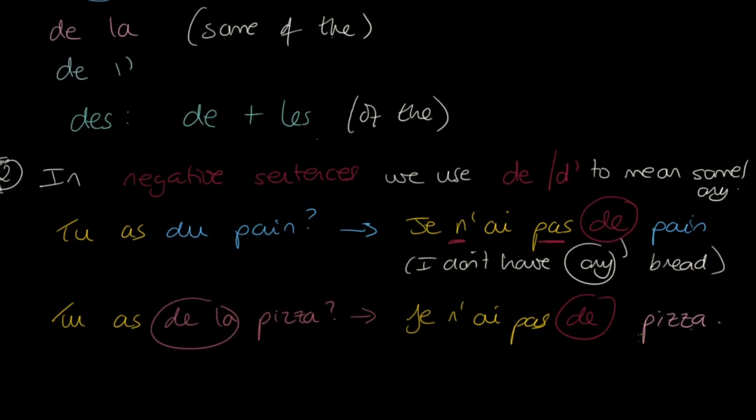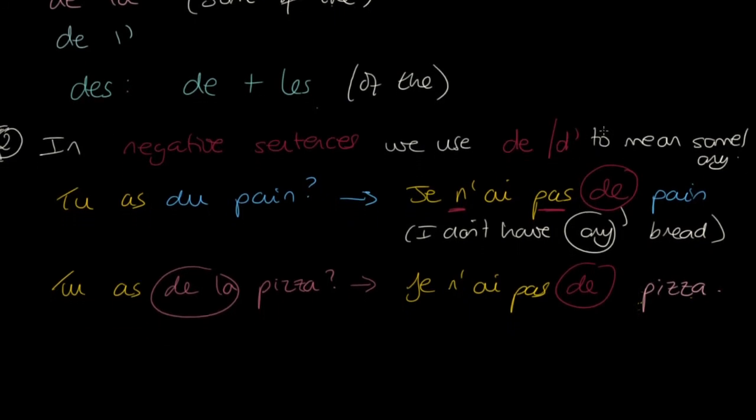The only time it would change is to this d apostrophe, which you might have guessed. So we would say je n'ai pas d'ail. I don't have any garlic. Je n'ai pas d'ail. It's changed to the apostrophe. Remember, because the apostrophe is replacing the E here because it's followed by a vowel or a word that starts with a silent H.